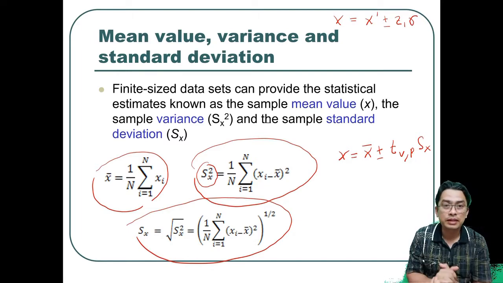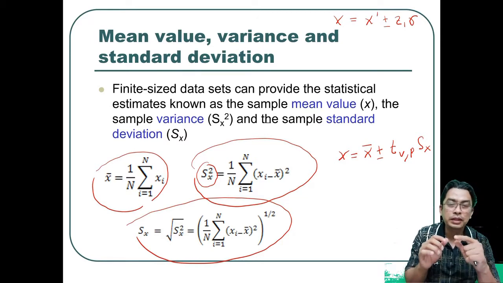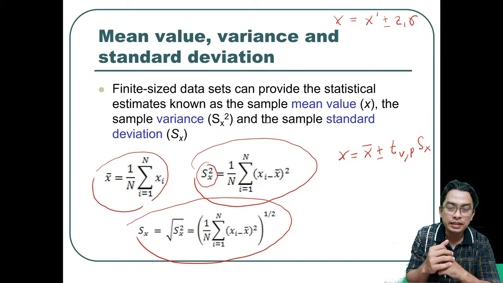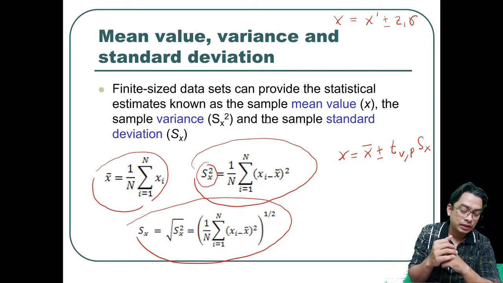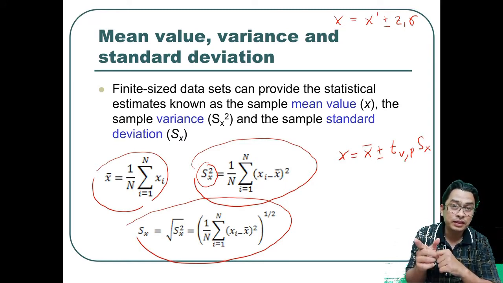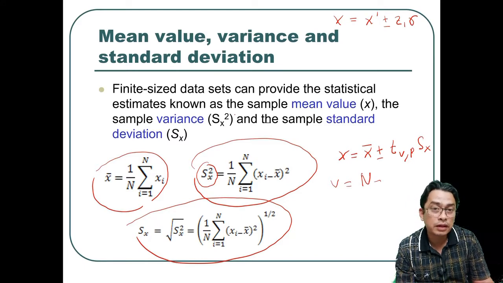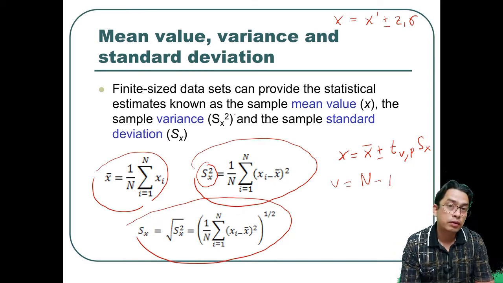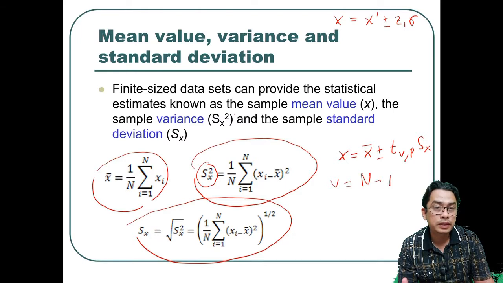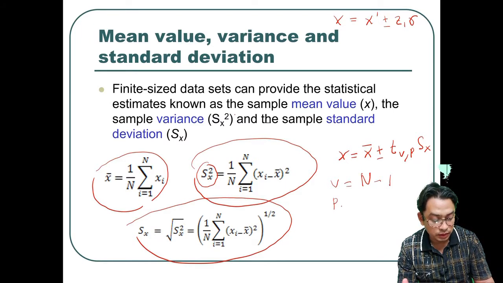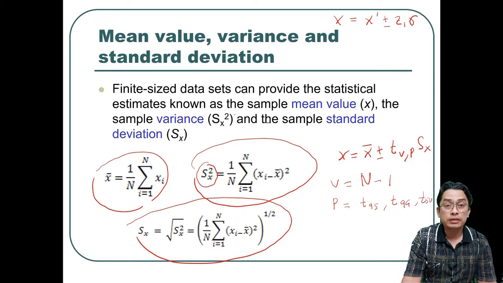So what is t_vp? We get the value for t_vp from the Student's t distribution table. But another question is, what is v and what is p? So v is actually the degree of freedom, which is equal to n, the number of data in one sample, minus 1. So this is the value for v, and p is the probability value. For example, p for t95 or t99 or t50. We need to look at the table so that we can understand what this is.